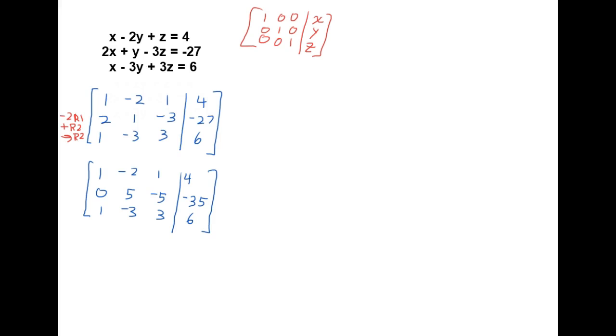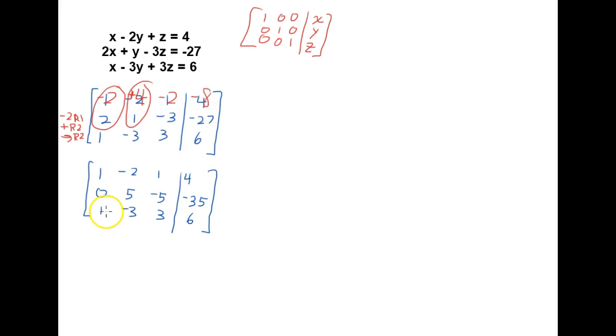So let's show this a little bit more clearly. The negative 2 times row 1, and row 1 is not being changed. I'm just adding some multiple of row 1 onto row 2. So what I'm adding onto row 2 is a negative 2, a negative 4, a negative 2, and a negative 8. That's negative 2 times everything in row 1. Adding that to row 2 gives us, oh, this is a positive 4. Negative 2 times negative 2 is positive 4. Positive 4 plus 1 is 5. Negative 2 plus 2 is 0. Negative 2 plus negative 3 is negative 5. Negative 8 plus negative 27 is negative 35.